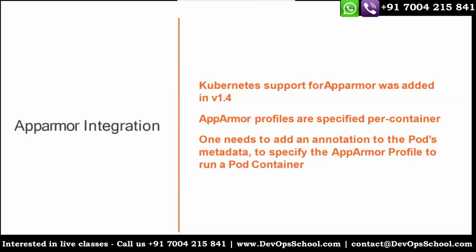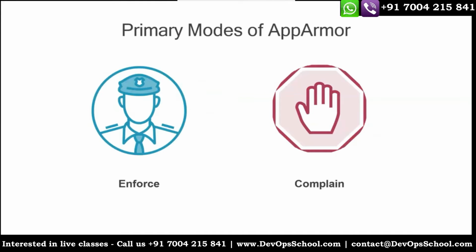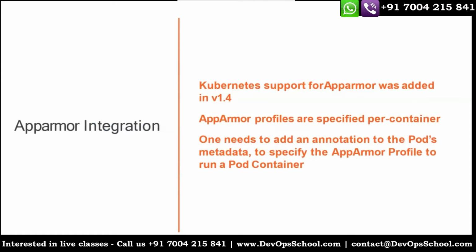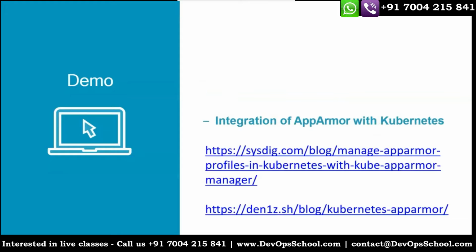So this support has been there in Kubernetes since ages. You can specify the AppArmor profiles on a per container basis. If you want to implement enforce and complain mode for that particular container or pod, you just need to specify one piece of metadata on the pod, and then AppArmor automatically enables that profile. Are you understanding? You just have to add one annotation in the pod spec. That's all.